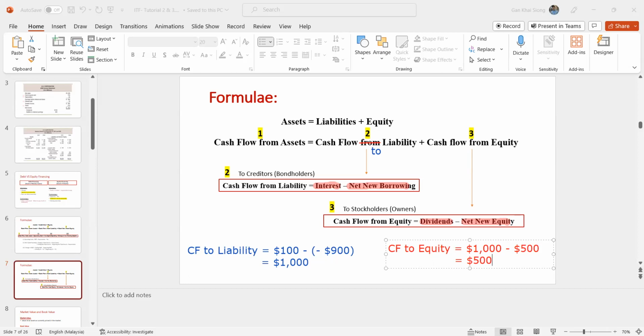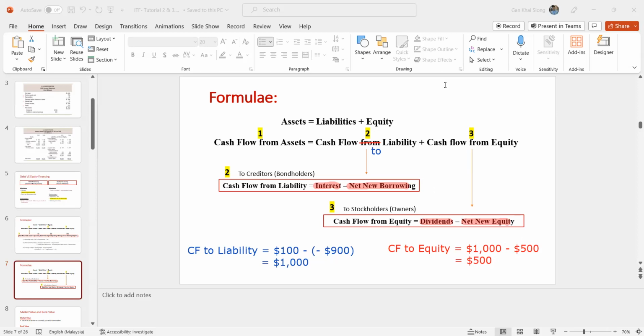Okay, so therefore we have the 500 that's being paid out to the stockholders. Because we pay out 1,000 as dividends, minus 500 that I got from the issue of shares from the shareholders. So I pay 1,000, and I get 500 coming in as new shares. So at the end, in that year, the amount of money that I pay out is 500 in total. Cash flow to equity is 500. Okay, so these are the two formulas for the second and the third components.